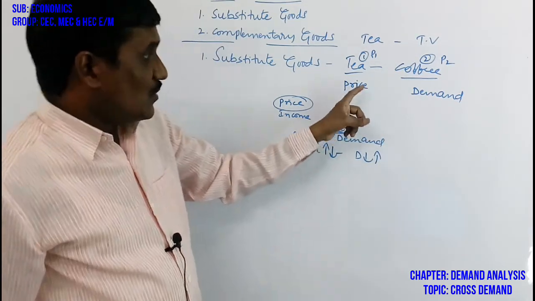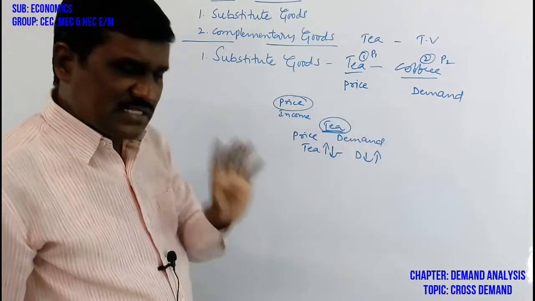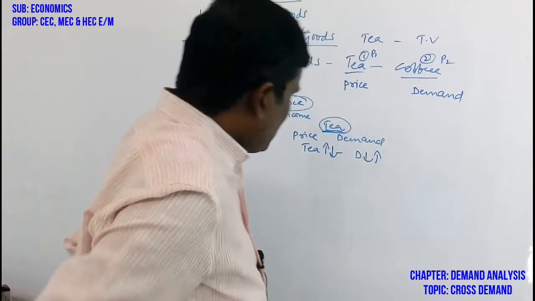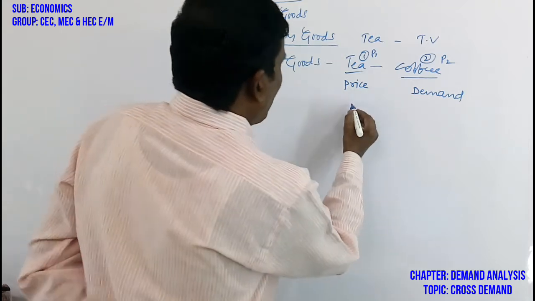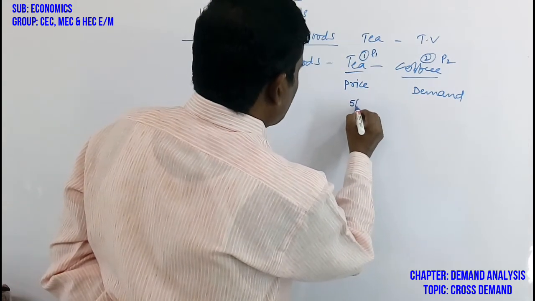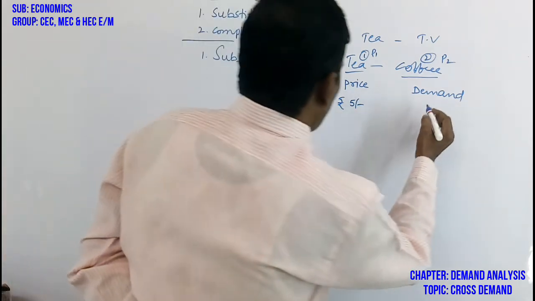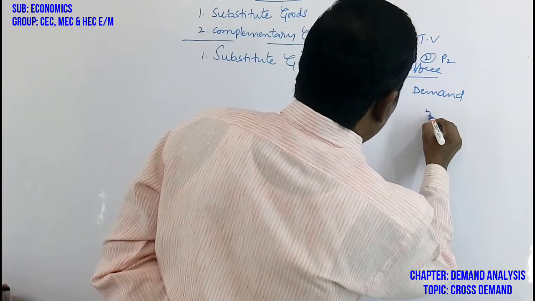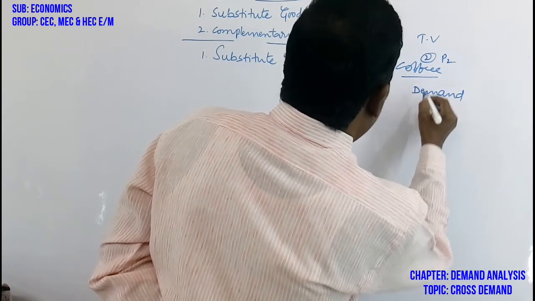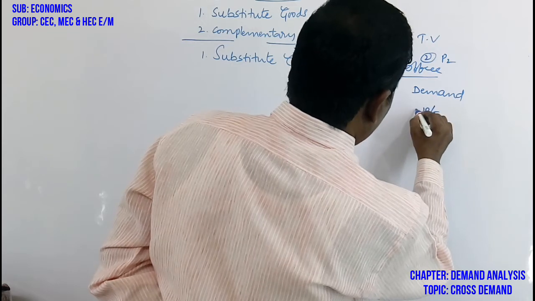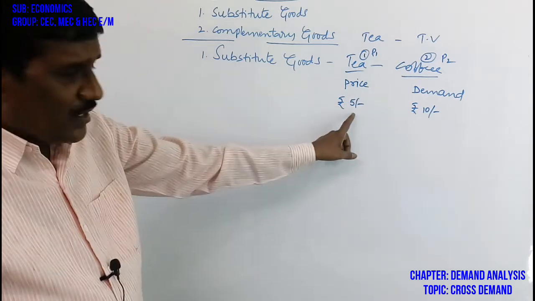In cross demand there are two goods. So price of tea, demand of coffee. For example, if you want to analyze or understand this concept, let me explain. Suppose the price of tea is 5 rupees and the coffee price is 10 rupees.